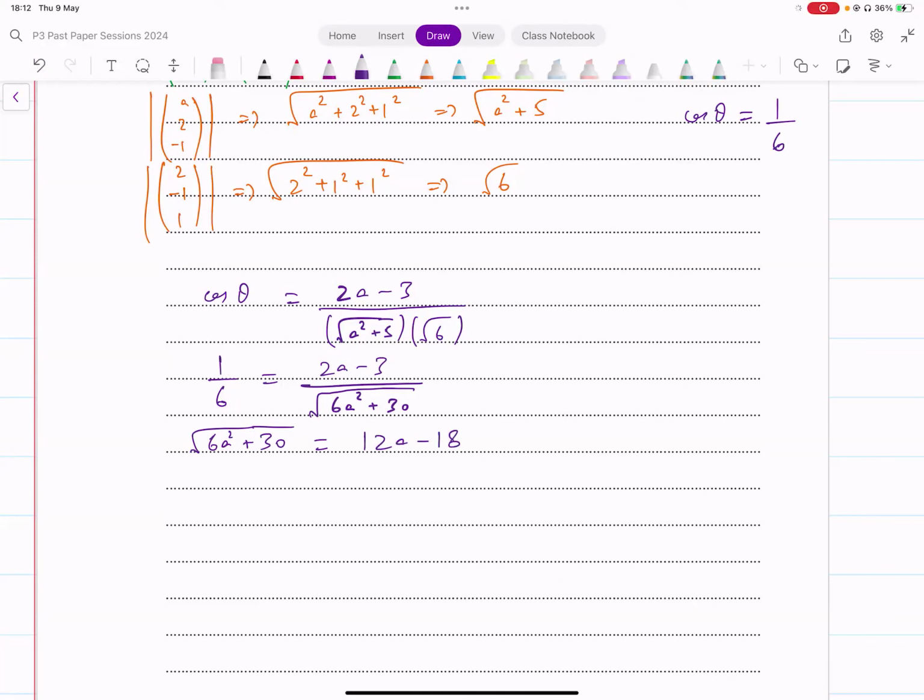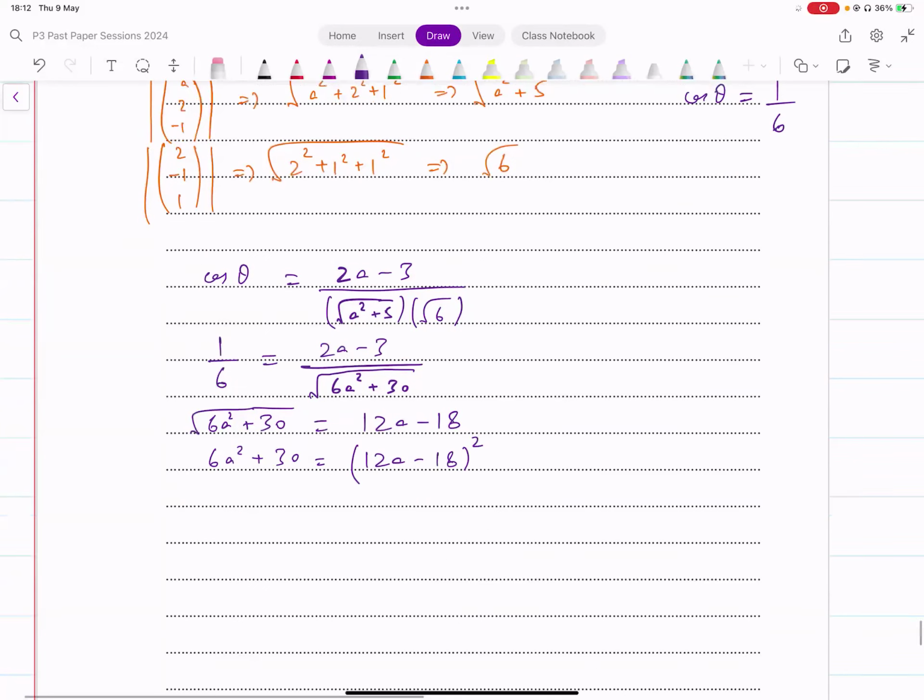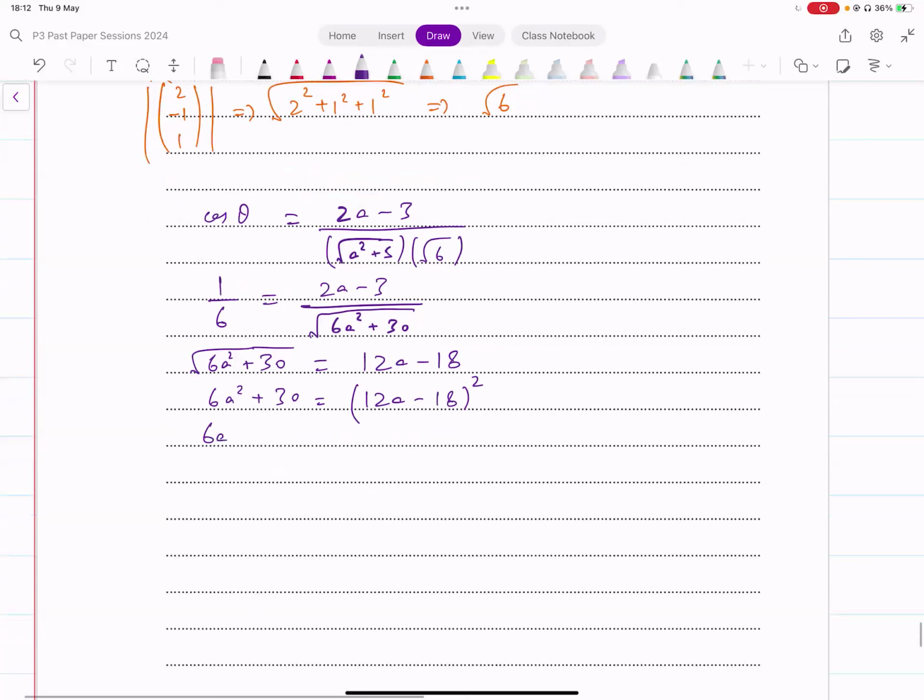Now to get rid of the square root, we can square both sides. When we do that, we get 6a squared plus 30 equals 12a minus 18 whole squared, right? This is a minus b whole squared. Don't just put that power 2 on the individual terms. It has to be whole square, okay? Now let's simplify this. It becomes 6a squared plus 30 equals 12a minus 18 whole squared. What's that? That's 144a squared minus 2 into 12a into 18.